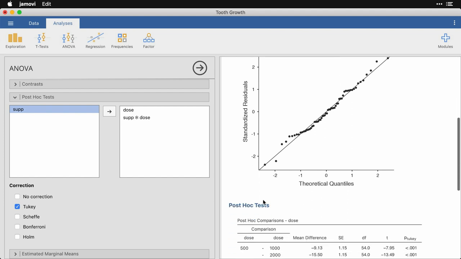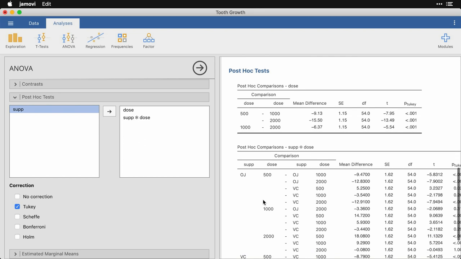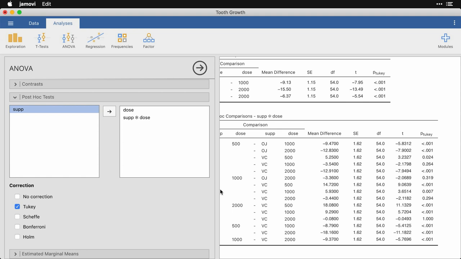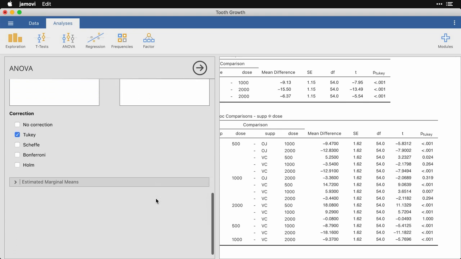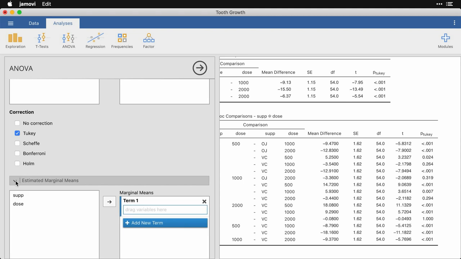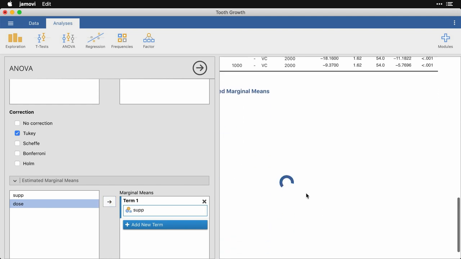And so I'm going to scroll down here a little bit. And you get a really big table. But what you can see here, for instance, is that all three dose levels differ from each other. And you can scroll down here and see which ones compare against each other. But an easier way to look at this is going to be with the estimated marginal means. And you do this by clicking these factors and putting them over here. And it's going to produce a chart down here.